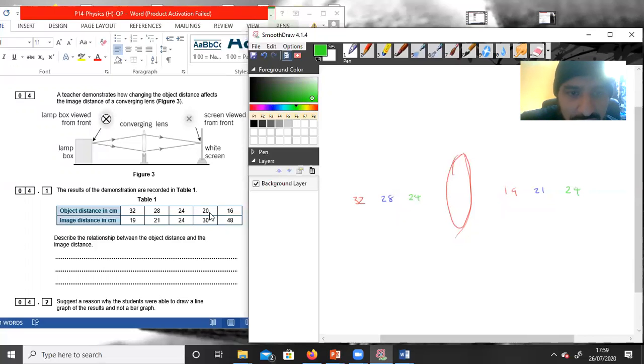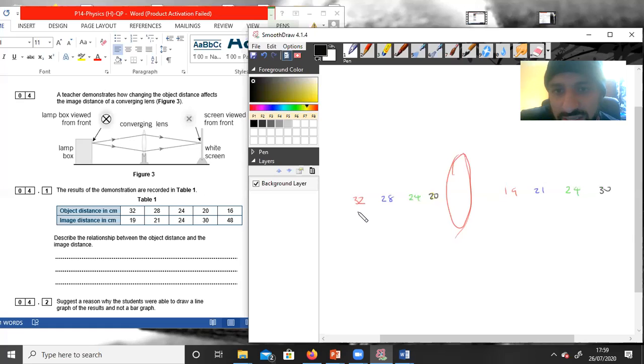If my object is at 20 centimeters, let's draw a different color. Let's use yellow. Okay, that's too bright, you can't see that. Let's use black. If it's at 20 centimeters from the lens, then on this side, it will be at 30.